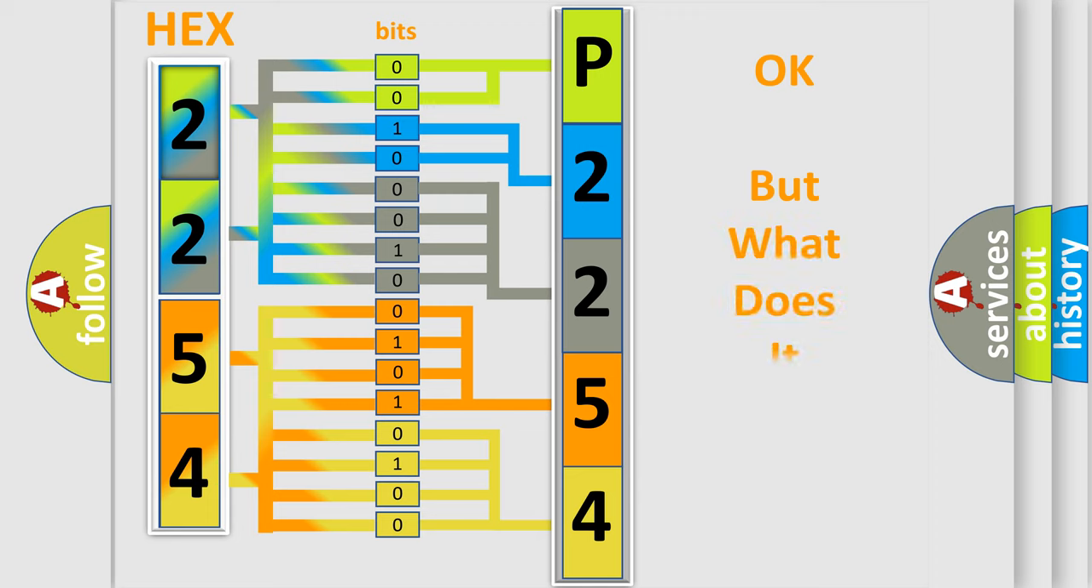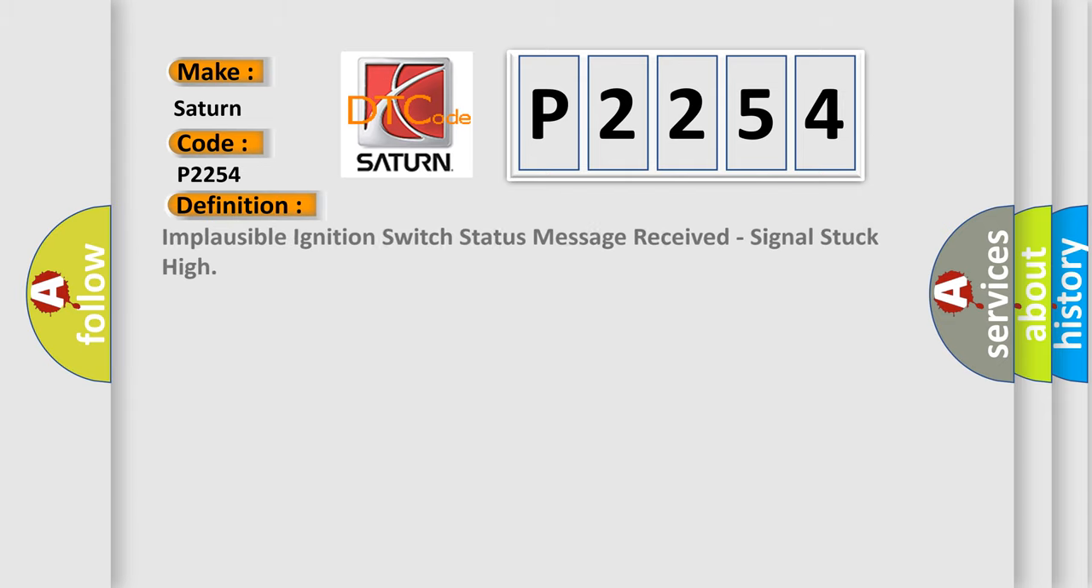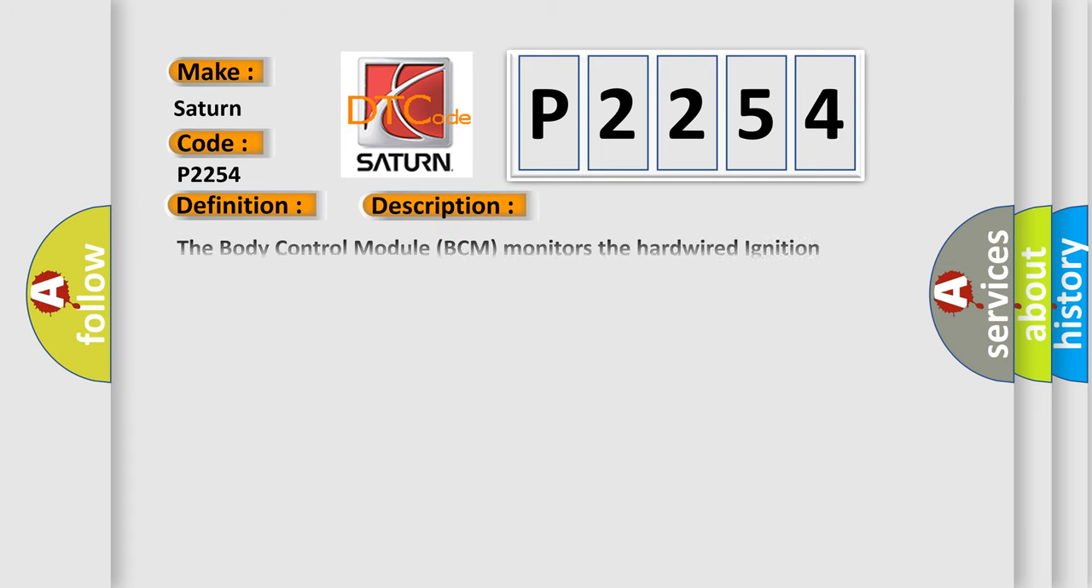The number itself does not make sense to us if we cannot assign information to what it actually expresses. So, what does the diagnostic trouble code P2254 interpret specifically for Saturn car manufacturers? The basic definition is: implausible ignition switch status message received, signal stuck high. And now this is a short description of this DTC code.